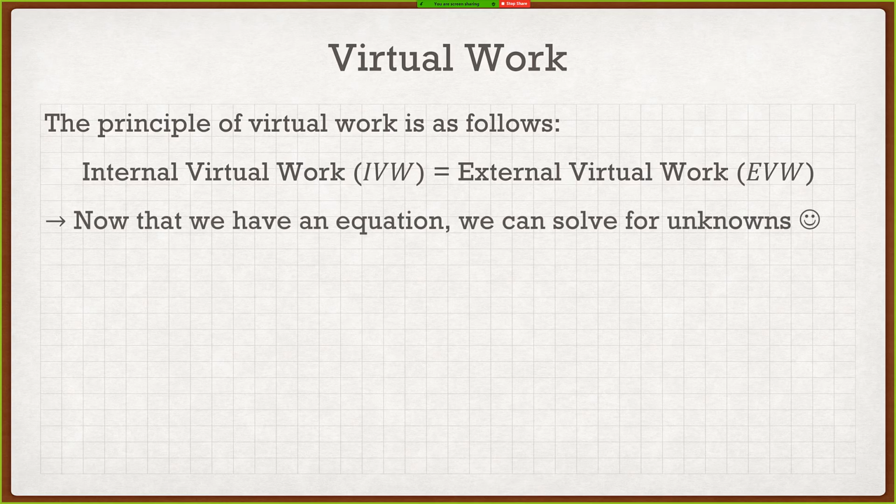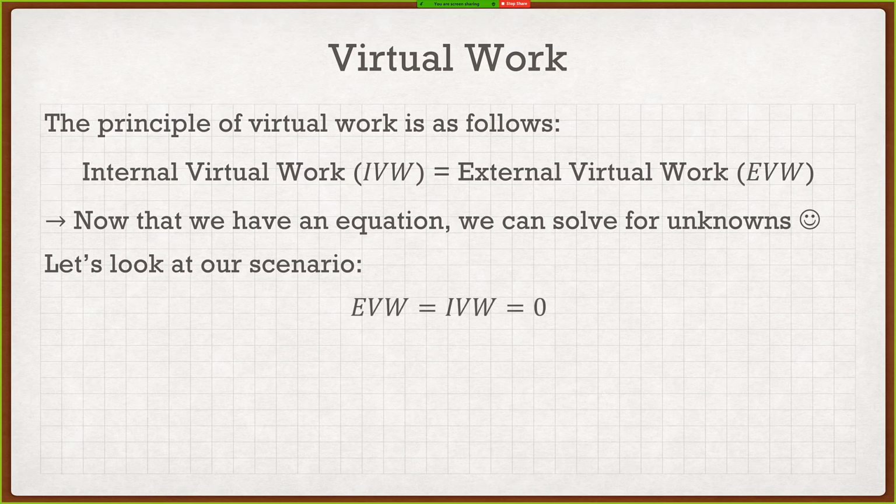Now, why is this important to us? Well, we have an equation. And equations, as you have seen, are great for us because with an equation, we can solve for unknowns, and that's exactly what we're going to do in all 3 of these questions. So let's look at our particular scenario for question number 1 here. We have the external virtual work, which is equal to the internal virtual work, which is equal to 0.